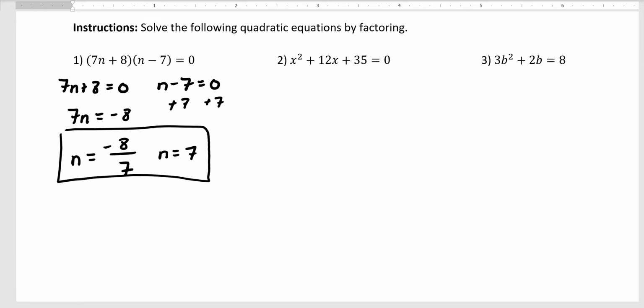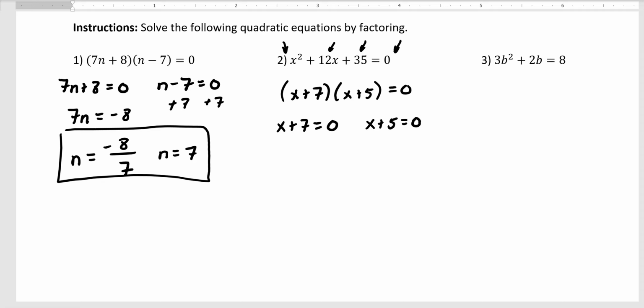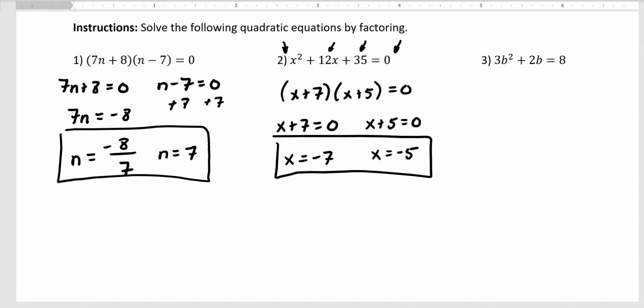So let's look at number 2 here. x squared plus 12x plus 35 equals 0. We're already set equal to 0, so we just need to factor. Since our leading coefficient is 1, we need two numbers that multiply to 35 and add to 12. Those would be 7 and 5. So I'll say x plus 7, x plus 5 equals 0. There are my factors. Once I have them, I set them equal to 0 and then I just solve. All I would have to do is subtract 7 and subtract 5, so x equals negative 7 and x equals negative 5.